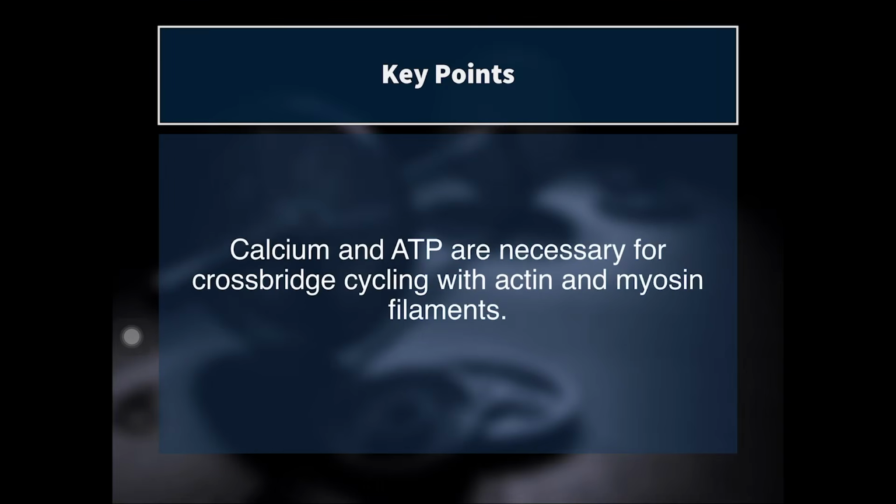Now, yes, there are things like rate coding and neuromuscular factors that we're going to talk about in the next lecture, but all other things considered, the larger the muscle, the more opportunities for actin and myosin to bind, and therefore the stronger that muscle is, the more force it can produce. Another key point: calcium and ATP are absolutely necessary for cross-bridge cycling with actin and myosin filaments. You need calcium to physically allow the contraction to happen, and you need ATP to allow those globular heads to detach so that they can complete another cycle.